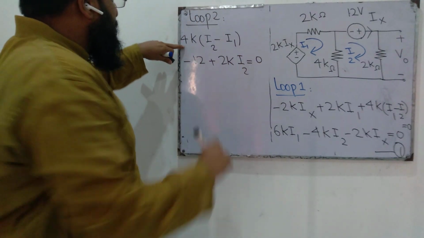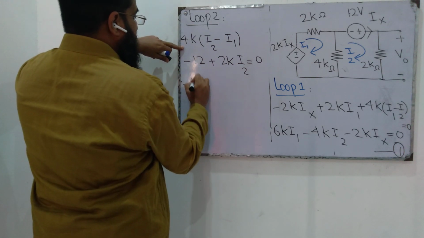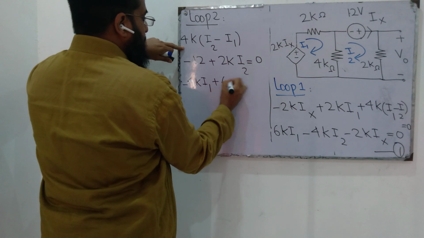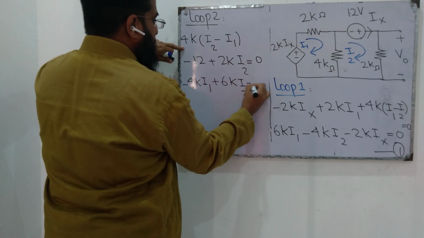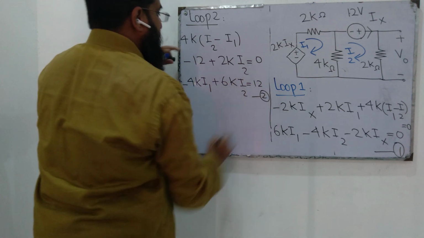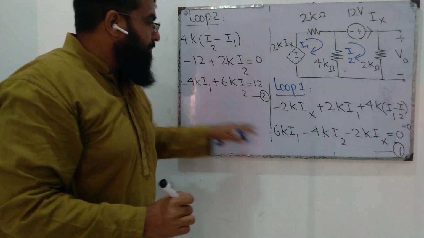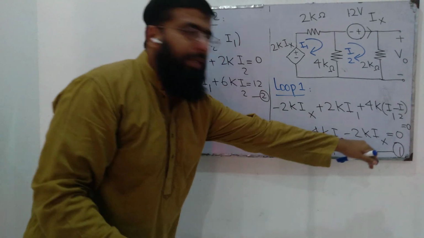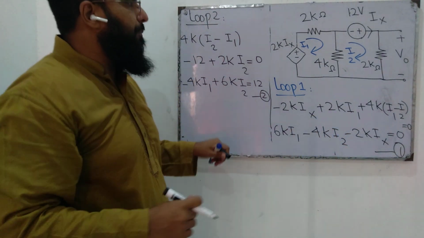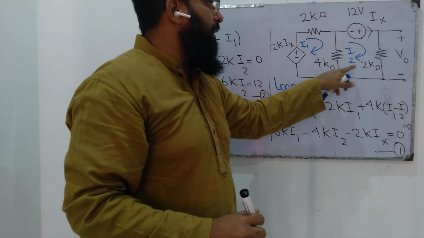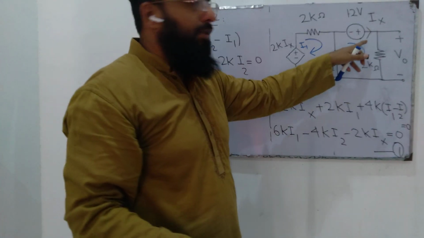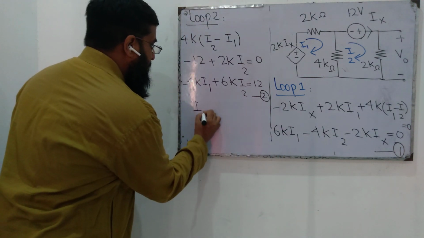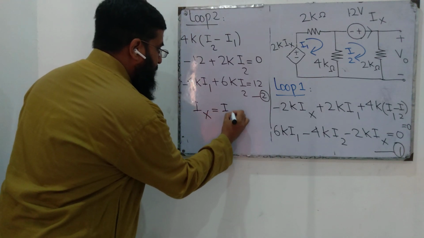Now we can join like terms together: minus 4k I1 plus 4k I2 plus 2k I2 becomes 6k I2, is equal to 12. This is our equation number 2. So now we have two equations, but three variables, I1, I2, and another variable, Ix. So we need a third equation. Fortunately, Ix is the same as I2 because it's the current in this second loop. So we write Ix is equal to I2. This is equation number 3.